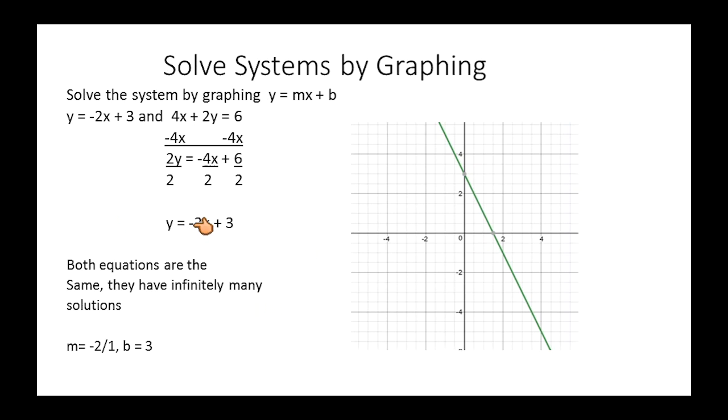So here our m is negative 2 over 1. Our b is 3. So we go to the y-axis to 3 and plot our point. Our m is negative 2, so from this point go down 2 and to the right 1. Connect those two. This is our line. And since both equations share the same line, our answer is infinitely many solutions.